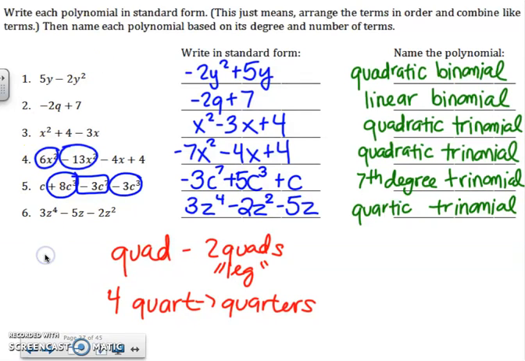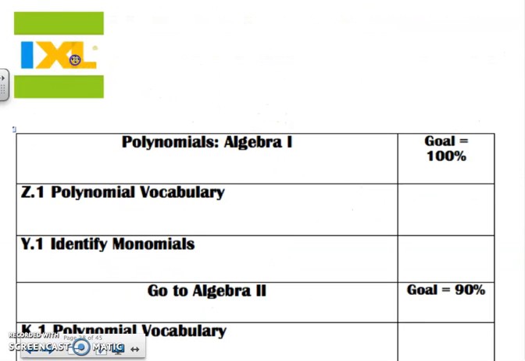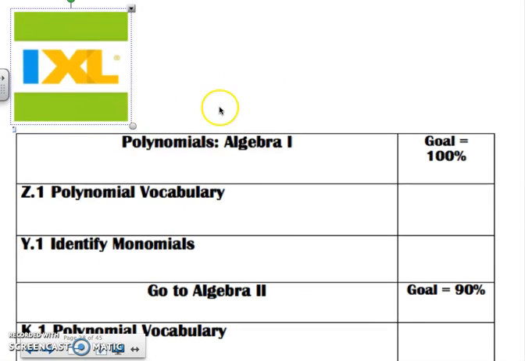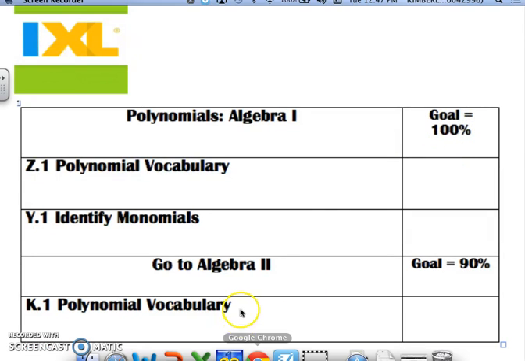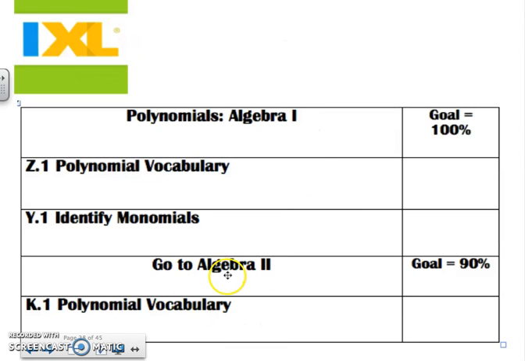Okay, so now it is time to practice with some lovely IXL or some paper copies. In Algebra 1 on IXL, it's Z1 and Y1. I want you to get as close to 100 as you can. And then I want you to actually go ahead onto Algebra 2. So you're going to have to change the grade level to Algebra 2, and it's actually K1 under Algebra 2. So again, you only have to get that one to about a 90, okay?